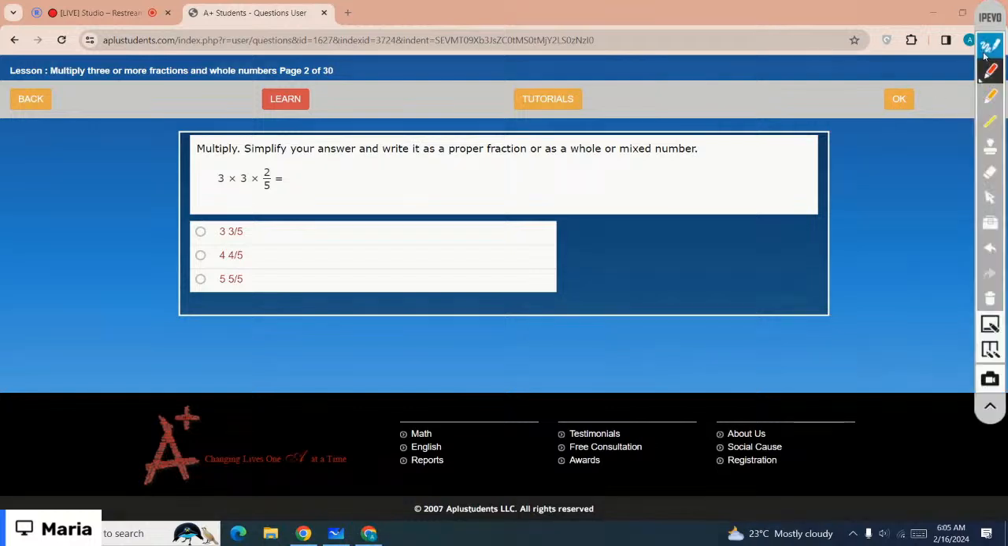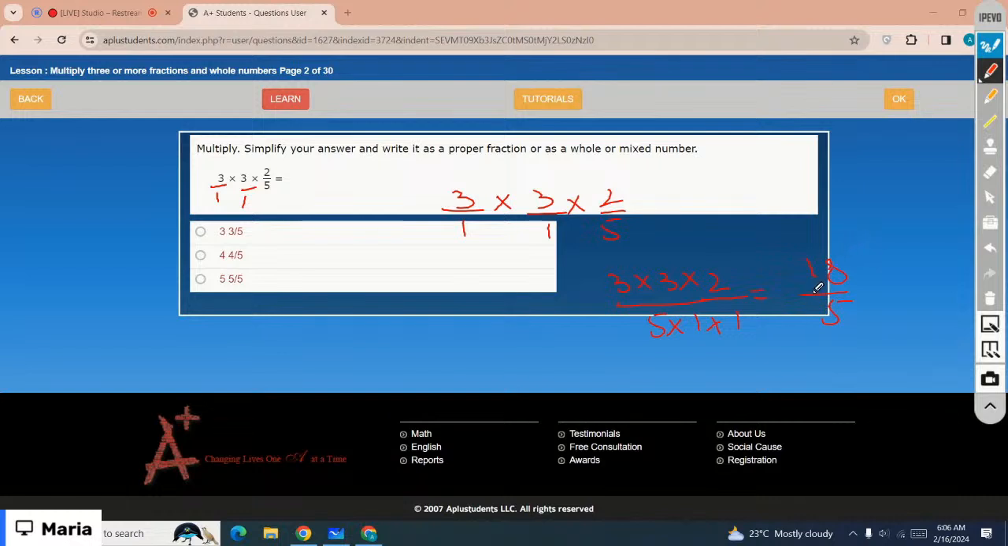okay, so let's just multiply all the denominators and then all the numerators. So 3, that means their denominator is 1. 3 times 1 times 3 times 3 over 1 times 2 over 5. Multiply all the numerators 3 times 3 is 9 and 9 times 2 is 18 over 5.